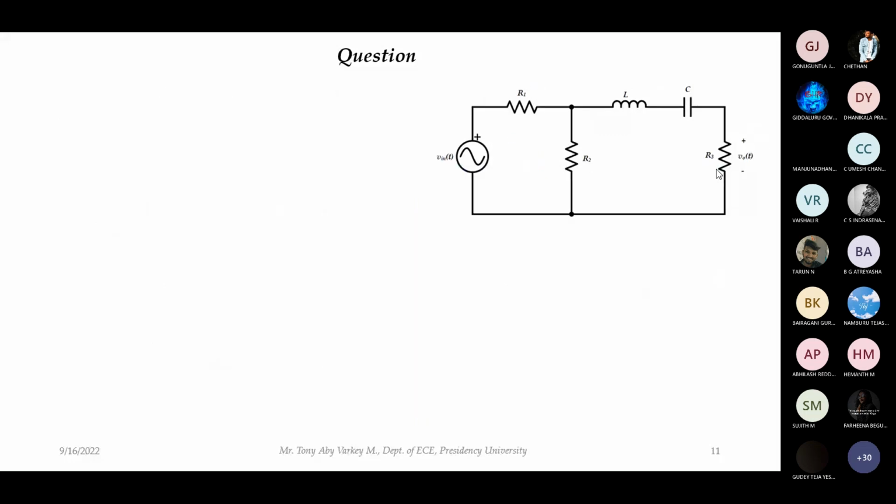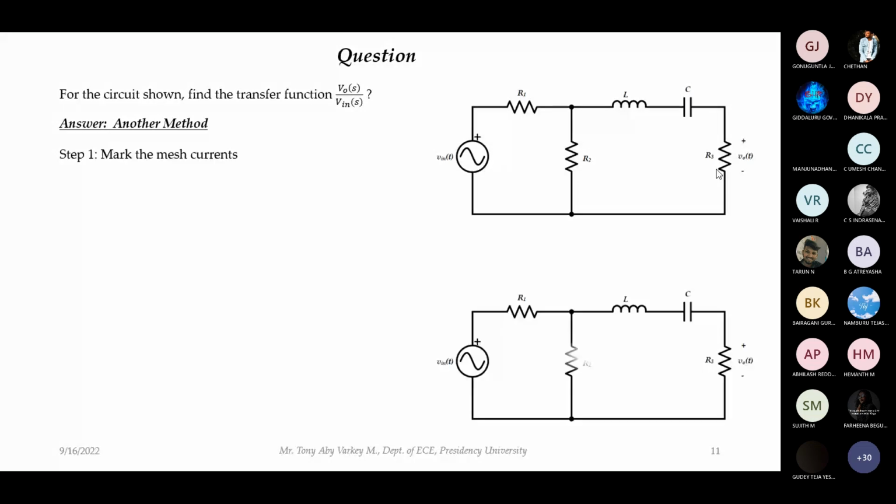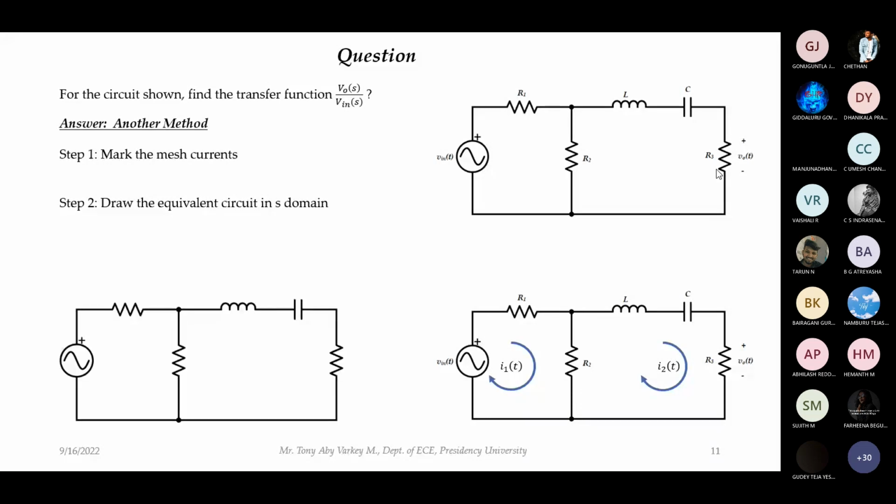Now another method is there to find this. I will quickly show you that. In this method, the first step is the same. I will mark the mesh currents. There are two meshes, I am marking I1 and I2. Now I will transform this circuit into the S domain. Before writing the mesh equations, I will transform it into the S domain and then write the mesh equations. The circuit remains the same, but the values change.